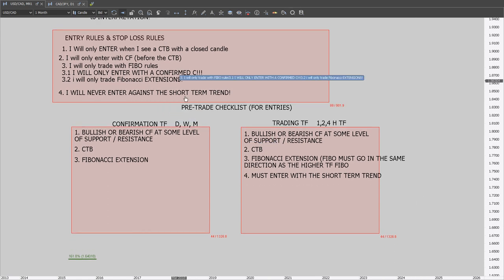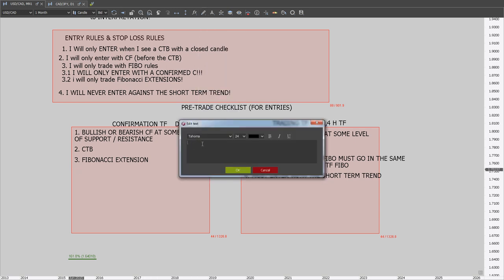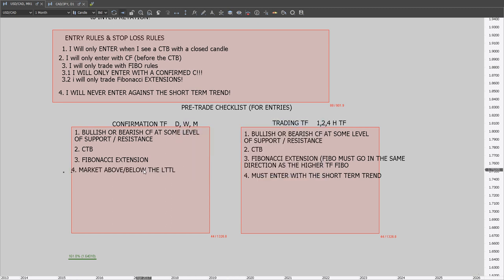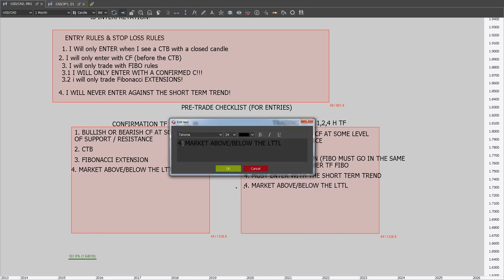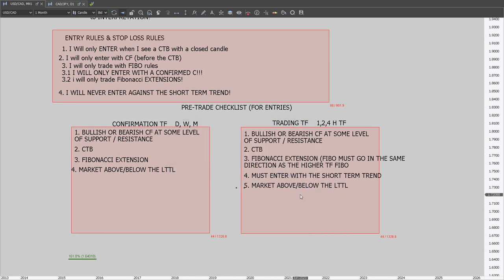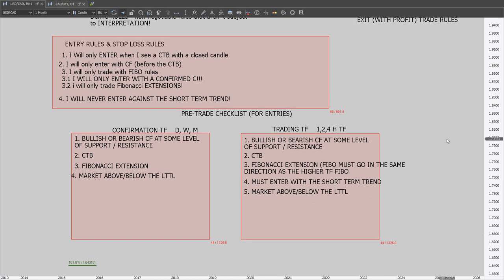What else can we do? Okay, so number four in here, which is going to be number five. Number four in here, market above or below the long-term trend line, LTTL, long-term trend line. And this is going to be the same here. This is going to be number five. So I'm not going to enter if on the daily chart I'm in an uptrend, or in the 1-2 hour chart I'm in a downtrend. I'm not going to enter, I'm going to stay out.